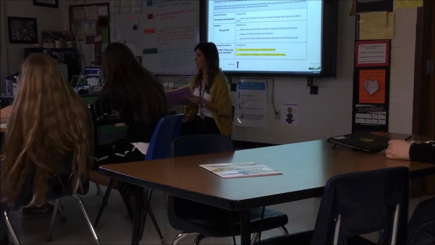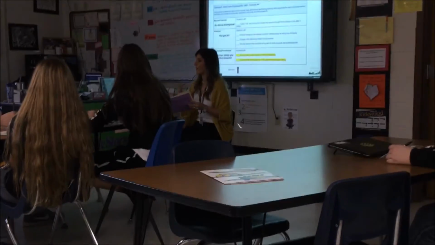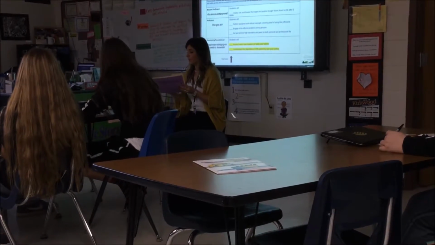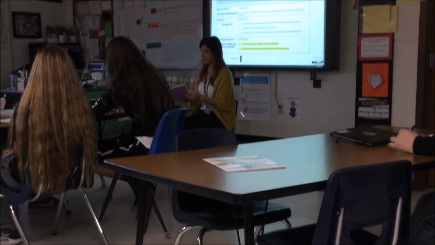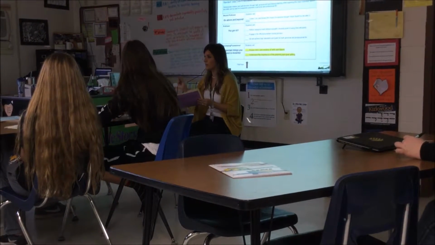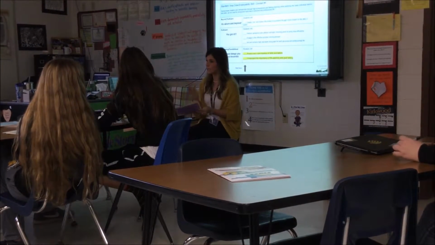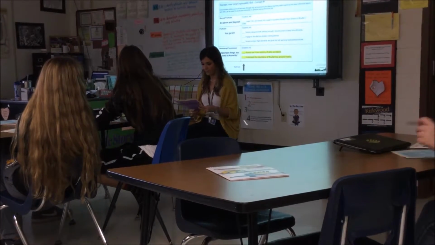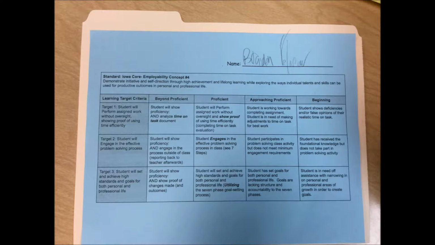And this is going to be how I track your progress. And if I assess you and you're in some of the categories approaching and some you're proficient, I'll highlight so that you can really know exactly what you need to do to keep moving up, okay? So the three main learning targets that I pulled out for your proficiency are: target 1, student will perform assigned work without oversight, showing proof of using time efficiently. How are you going to show me that?